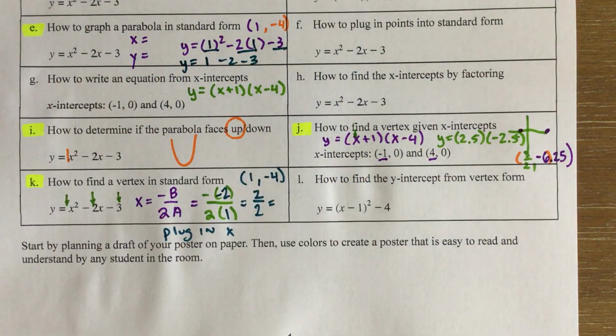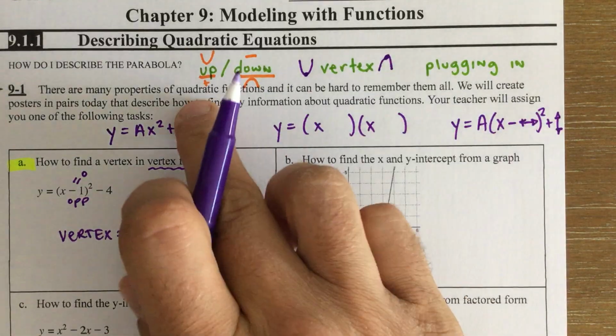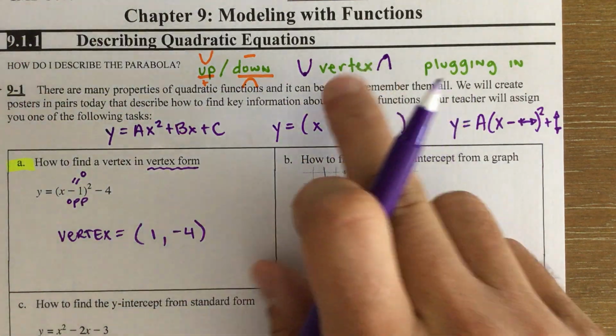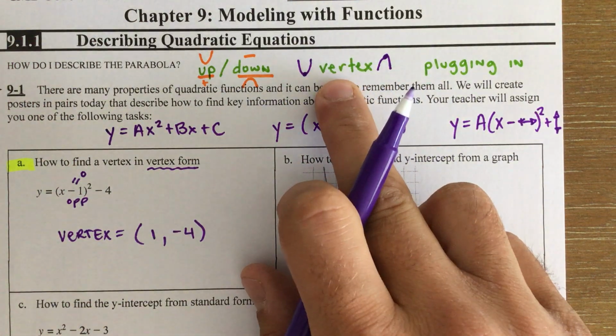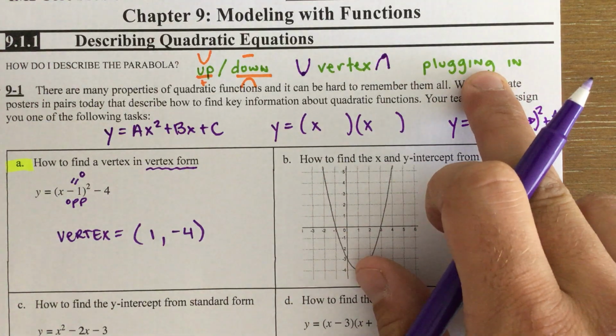Okay? So hopefully that helps you out a little bit. If you look at the other video, it should help you with x and y intercepts. This video is more about whether a parabola would open up or down, how to find a vertex, and then of course with a vertex comes plugging in. Okay?